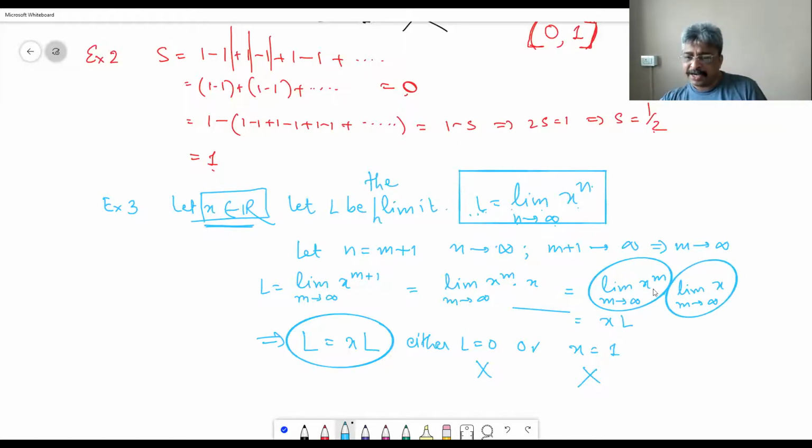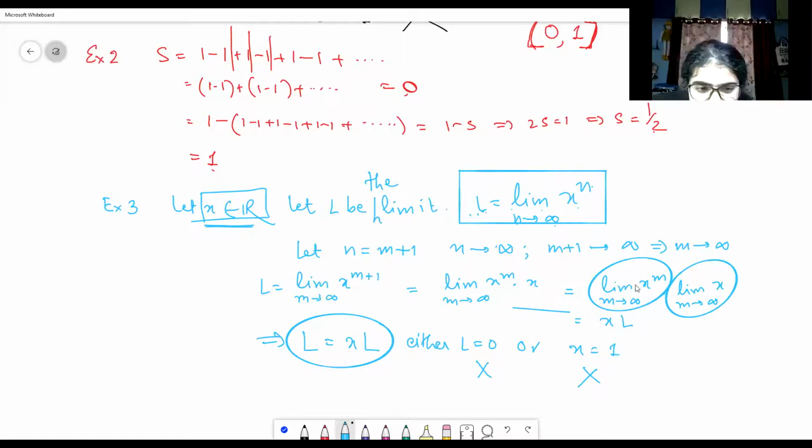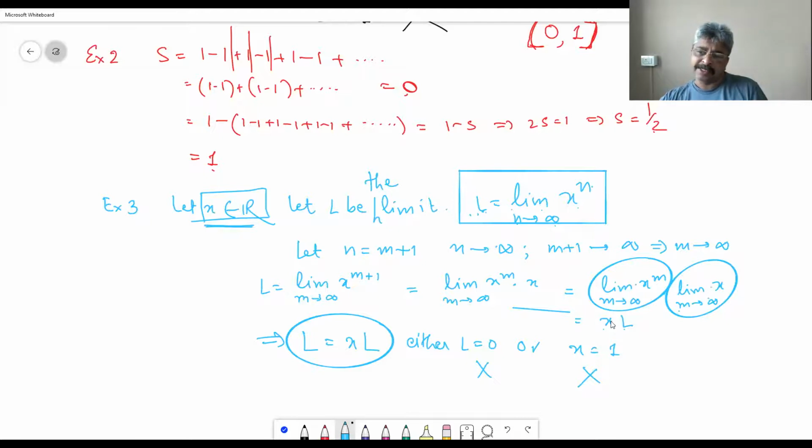Both these limits are finite. Yes, sir. This is given to be L and this is X. This is independent of M, therefore it is X. Both of them are finite, but then if I use the algebra of limits correctly, still the result that I am getting here is not correct. It is irregular because every time L need not be 0, every time X need not be 1 with the given condition. So this is example number 3.